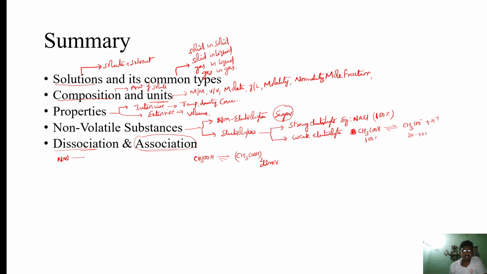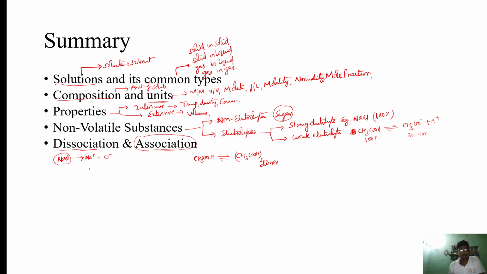When it dissociates, it will completely dissociate into Na plus and Cl minus. So as a result, we might have started with a few moles of NaCl before dissolution, but after dissolution, we'll have double the number of ions present in the solution. That is because each molecule is getting dissociated into a positive and a negative ion.